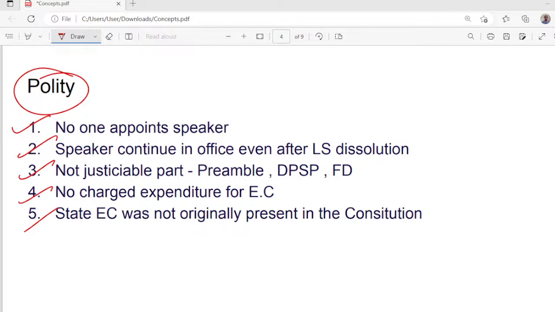What is the first point? No one appoints the Speaker. Yes, the Speaker is not appointed by anyone. He is just elected and brought to the Speaker's chair. Somebody will say the President appoints. No, make it clear: nobody appoints a Speaker. There is nothing called appointment of Speaker.